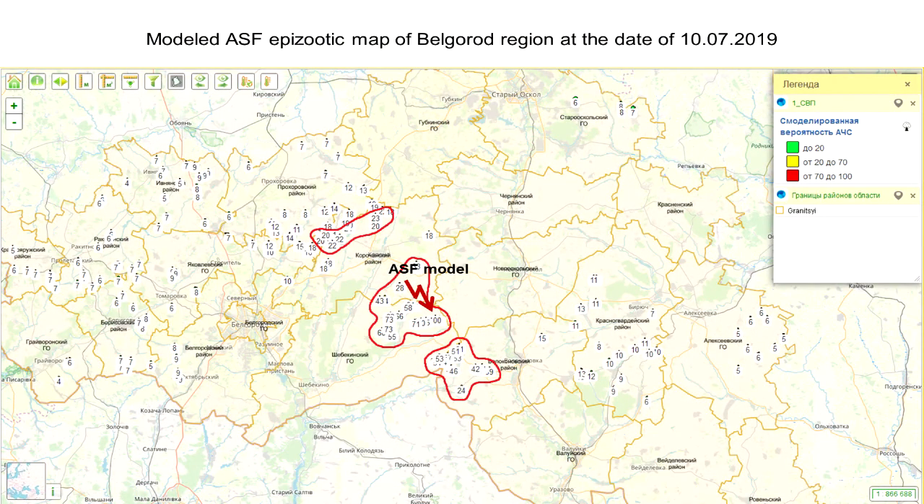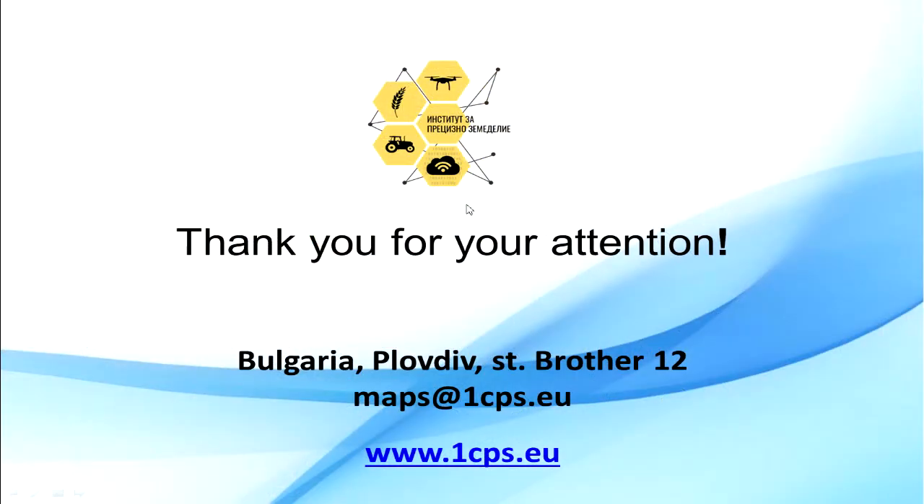These are fragments of an epizootic map. Pig farms from the entire region are represented here, showing 3 areas of increased risk of ASF occurrence. So, we have shown how the system works.